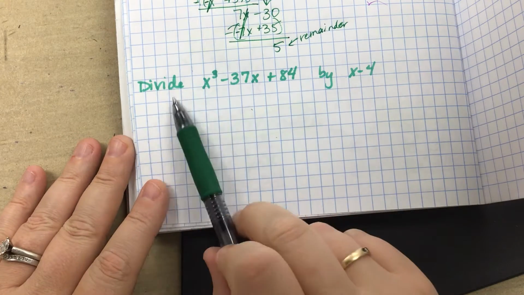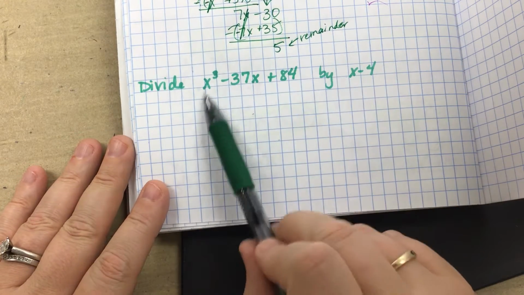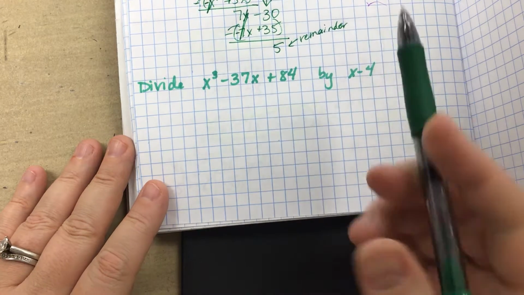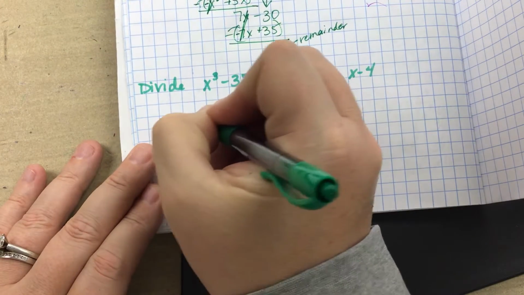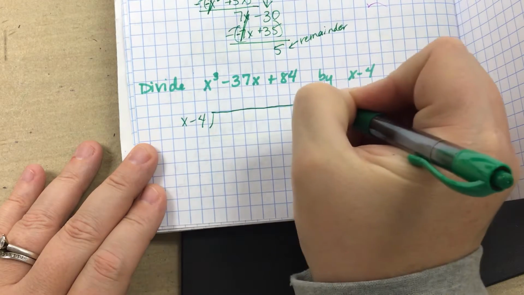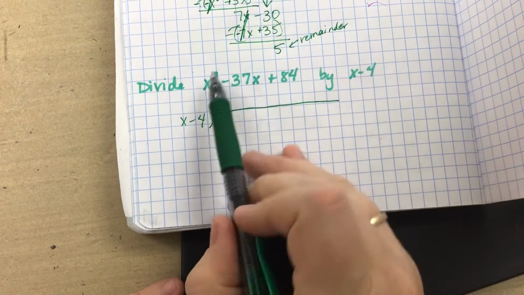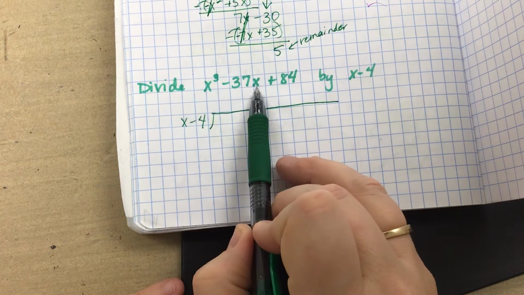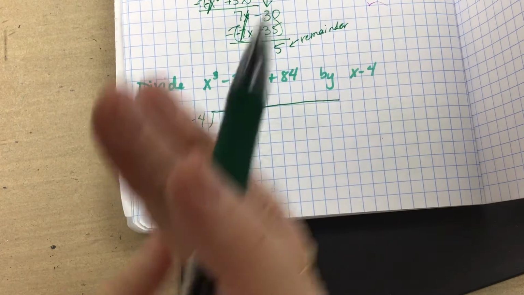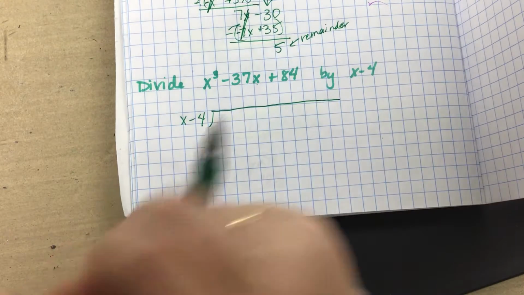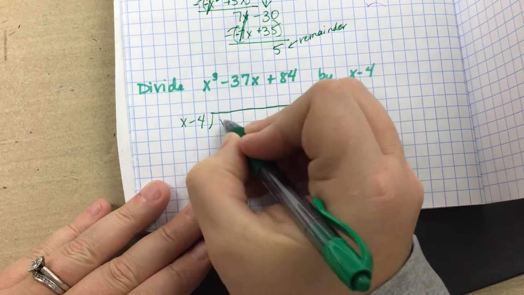Okay. On this one, if we're taking x cubed minus 37x plus 84, and we're dividing it by x minus 4, so if we set it up. Now this one, something you need to keep in mind is you need to hold all the place values. Do you see how we're going from an x cubed to an x? We happen to skip over the x squared, so we need to put a 0 in that spot. So we're going to write this as x cubed.